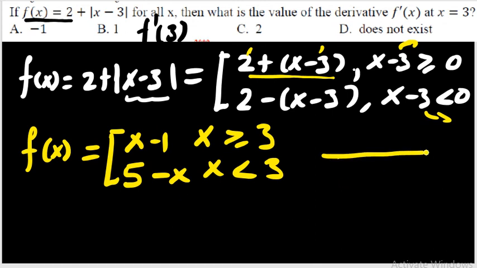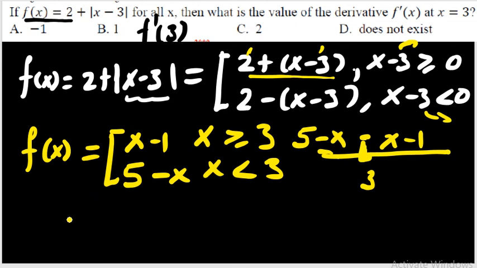That means, in another way, in a number line, if negative 3 is somewhere around here, the function will be guided by x minus 1 for all values of x greater than or equal to negative 3. I mean positive 3. Below 3, the function will be guided by 5 minus x.